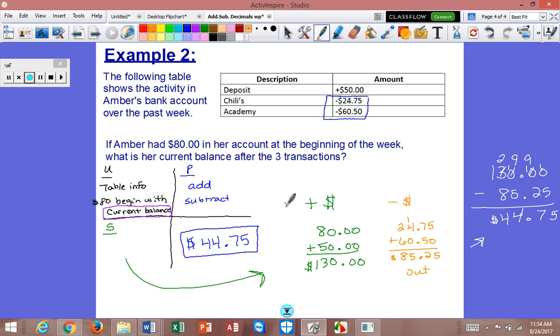Now again, for the sake of time, I'm not going to do the actual math and check it, but what we could do is we could say, okay, $44.75 plus $85.25. If I add those together, does it give me $130? So that's a way we could work backwards to make sure that we did our math correctly.